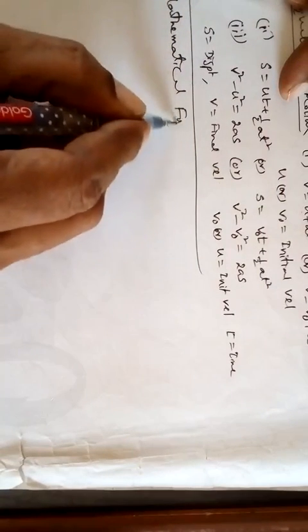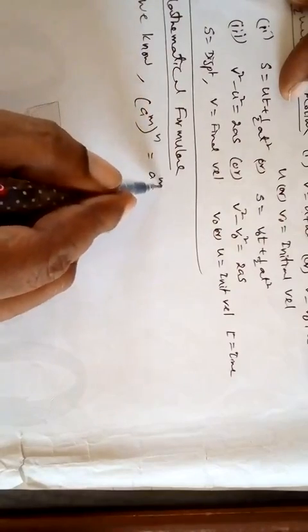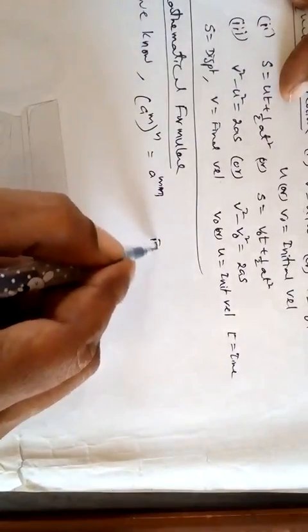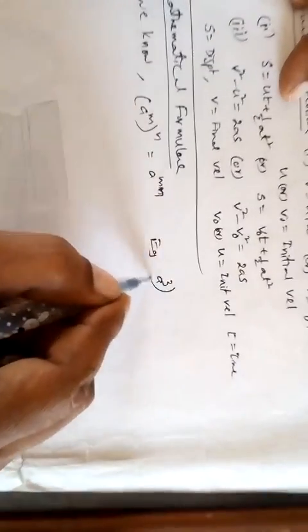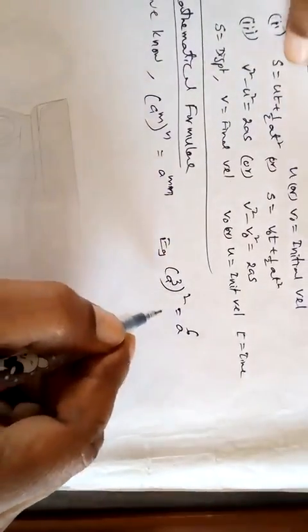We use some mathematical formulae. What are those formulae? We already know this one: a raised to m whole raised to n is equal to a raised to m into n. For example, a cube whole square is equal to a raised to 6. You just have to multiply these two.